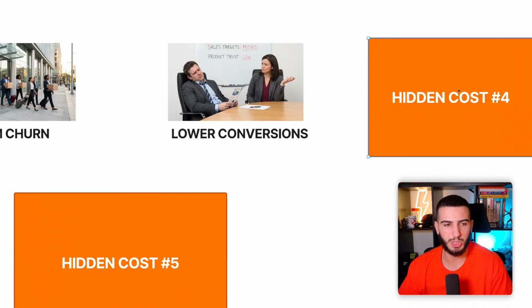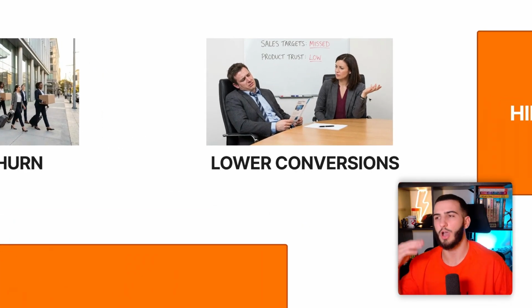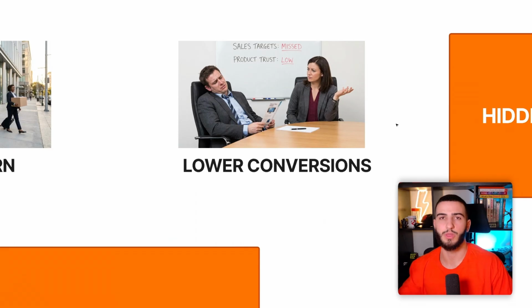The fourth hidden cost of churn is lower conversions. And this also applies to sales, but also to any upsells that you have on the back end. Conviction is one of the most important things when it comes to sales. And this is coming from me, someone that doesn't know anything about sales. But I can tell you right now, when I gained conviction about our product and I actually understood the impact that it has, not just in our agency's lives, but also in our clients' lives, it gave me so much conviction about what we do.